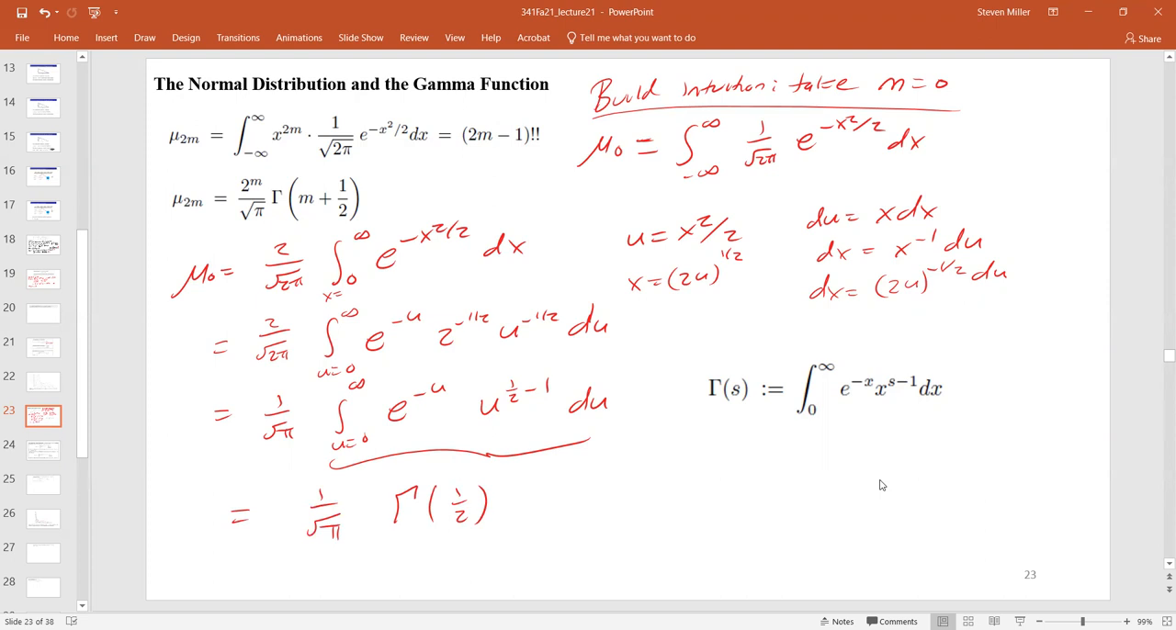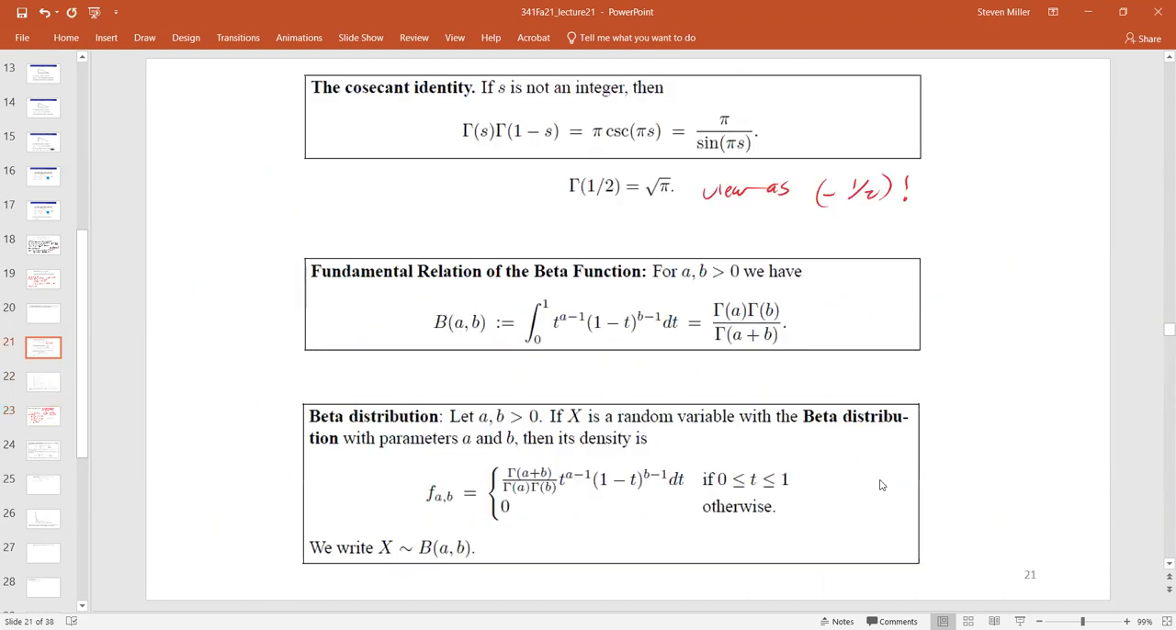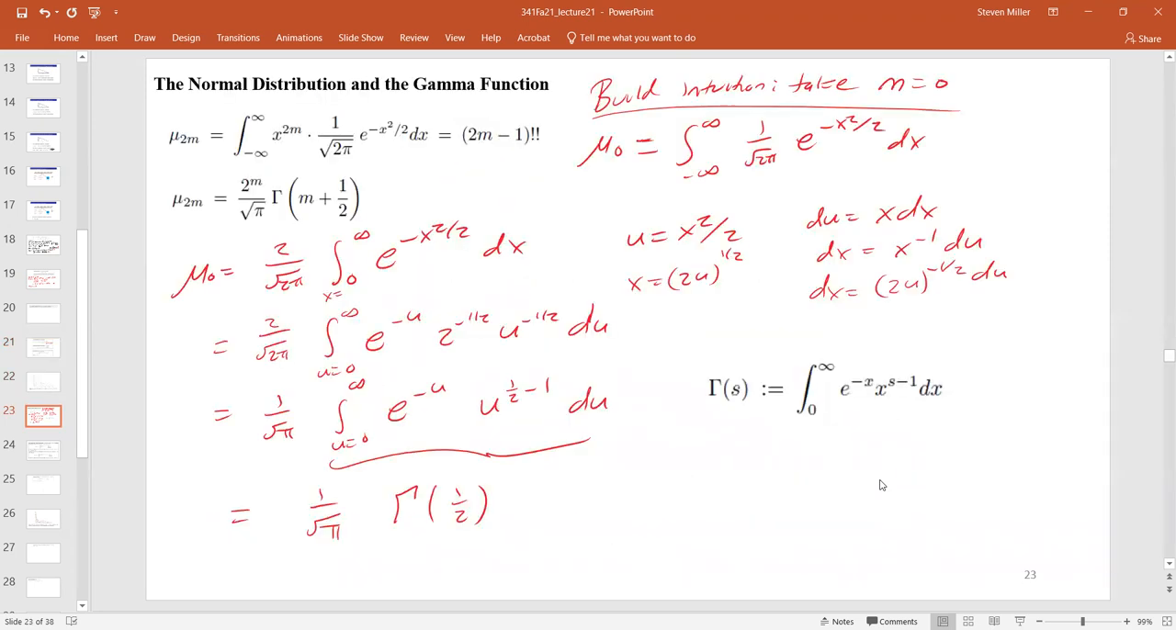So if you can calculate gamma of 1/2 without knowing that the integral of the standard normal is 1, then you would actually have another way of determining the normalization constant of the standard normal. The question is, how do we compute gamma of 1/2? If we can prove the cosecant identity without using the fact that the standard normal has integral 1, then we're in business. And that would be enough. We would just not have the 1 over square root of 2 pi. We would just keep it as an arbitrary constant that we don't know. So this shows you a relationship between mu zero and the gamma function.